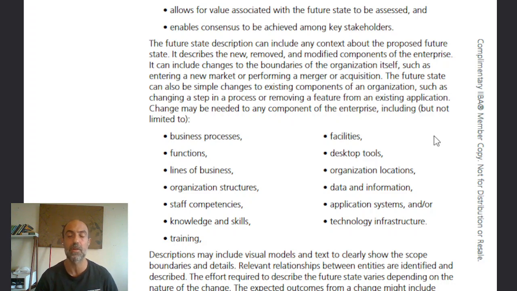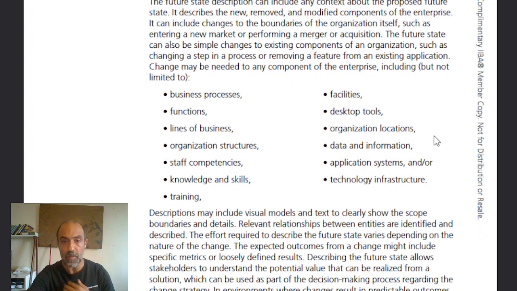We discussed components at large last time. Spent like 10 minutes on them. Such as changing a step in a process or removing a feature from an existing application. Change may be needed to any component of the enterprise, including but not limited to the business processes, functions, lines of business, organizational structures, staff competencies, knowledge and skills, training, facilities, desktop tools, organization locations, data information, application systems, and or technology infrastructure. It's super cool.